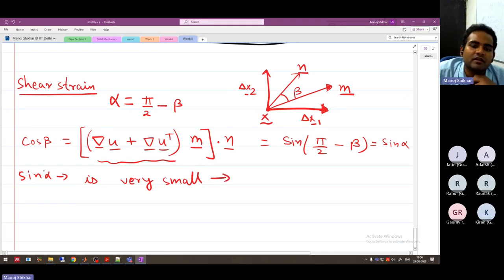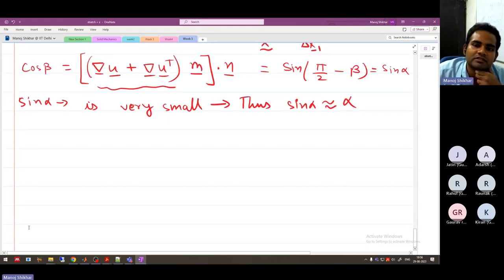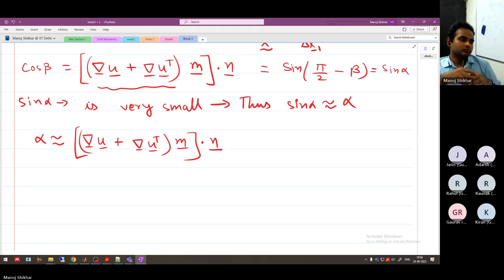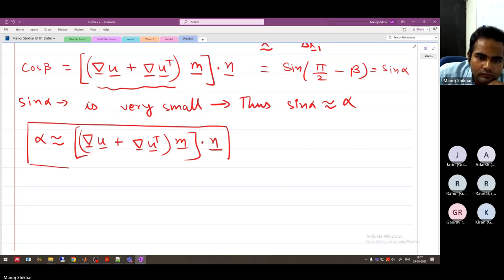Thus, we can approximate sine alpha directly by alpha. So essentially what this means is that we can write alpha equal to gradient of u plus gradient of u transpose dot n. Maybe I will replace this by an equal to sign.